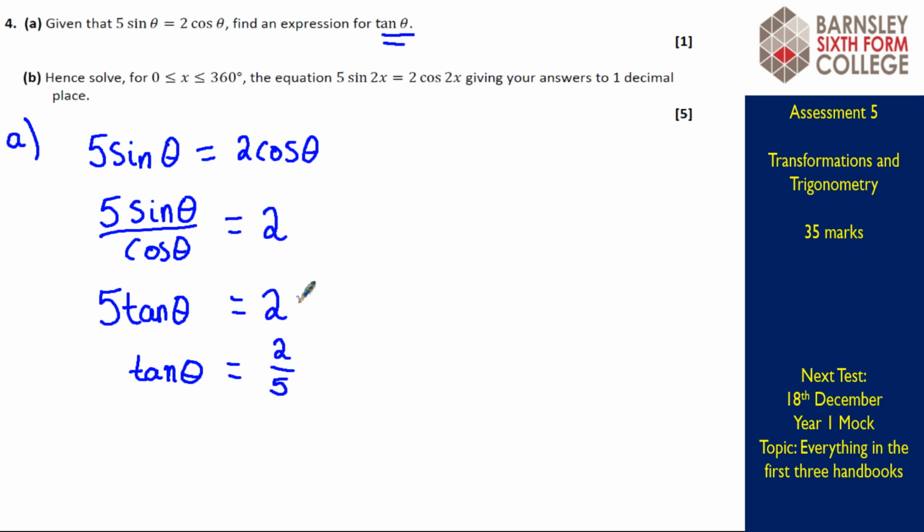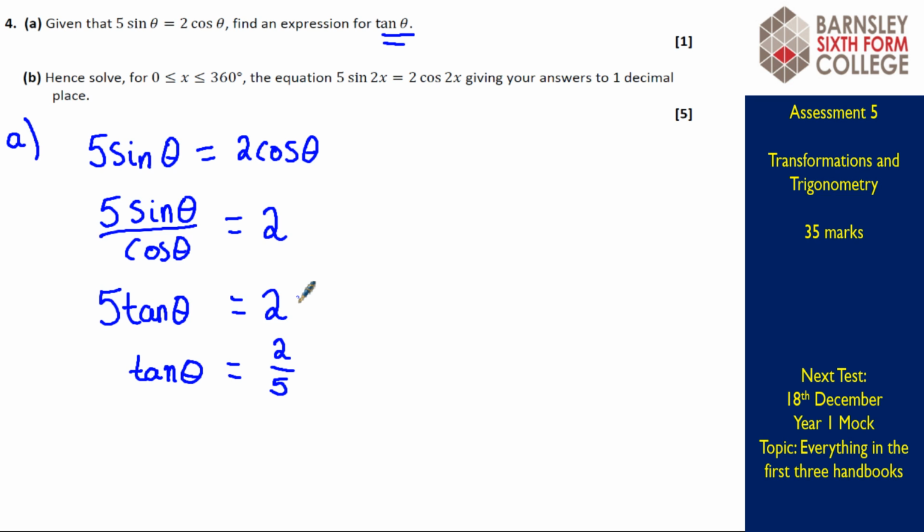Okay, so we then just divide both sides by 5. Few people getting the dividing mixed up. Some of you had 5 over 2 tan theta equals 1, but then you didn't divide by 5 over 2, you multiplied by 5 over 2. You've always got to do the opposite, remember. So then we just get tan theta equals 2 over 5.